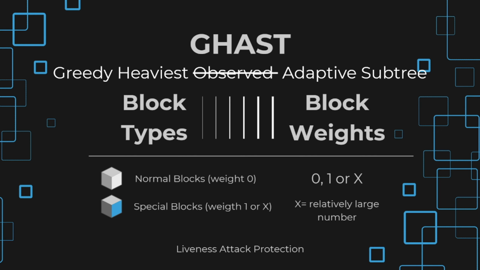Then we have the GHAST selection rule, which I mentioned. Here the main difference you need to understand is that they changed the Greedy Heaviest Observed Subtree, which exists in Ethereum, for an adaptive subtree. This enables Conflux to prevent liveness attacks. Basically, it protects the chain from liveness attacks by dynamically changing the weights of the blocks, making different types of blocks, normal blocks and special blocks, which have different weights. This is a feature also developed by Conflux that differentiates Conflux from other chains.